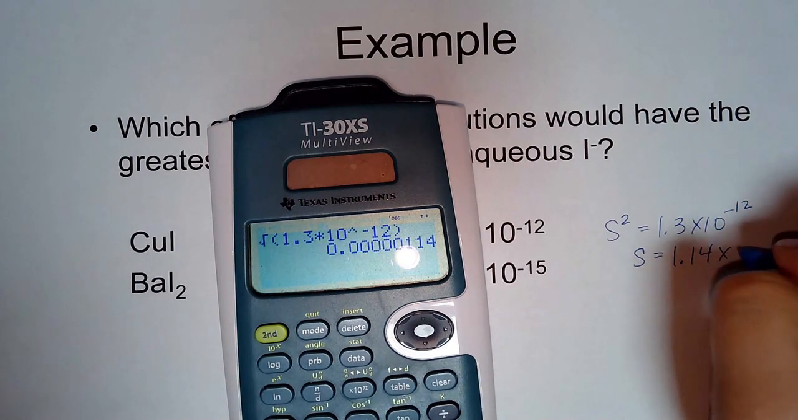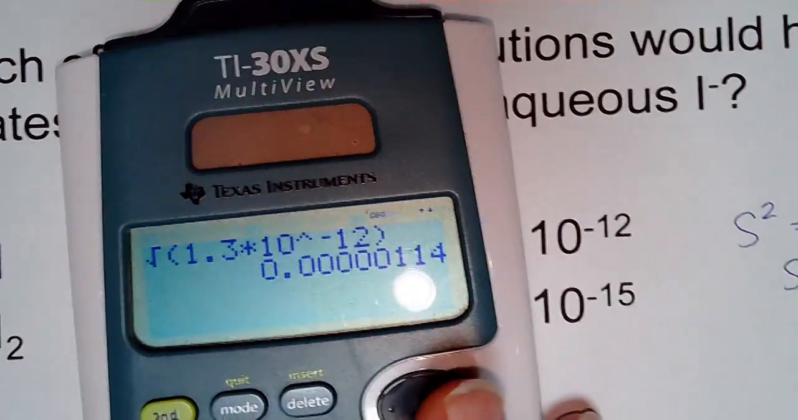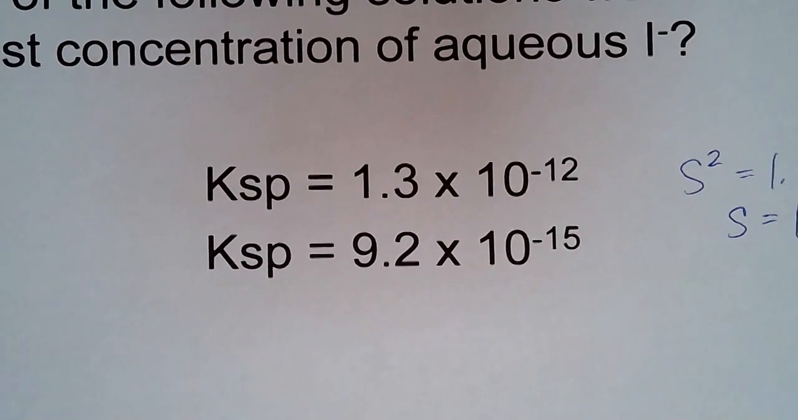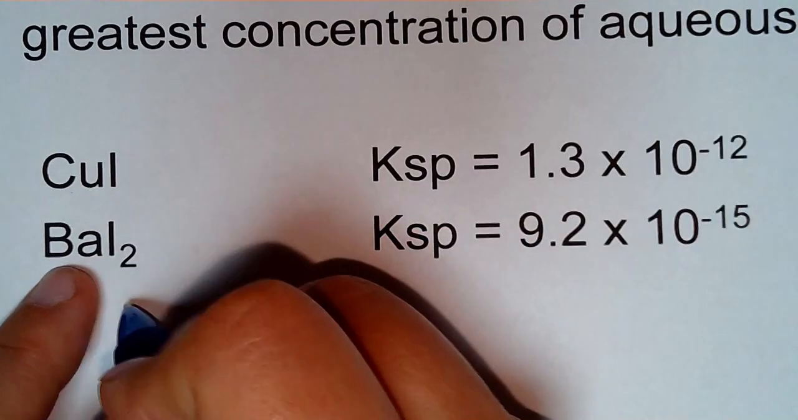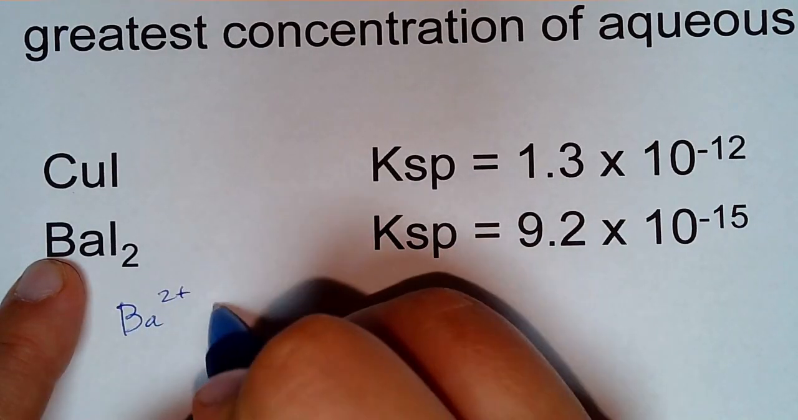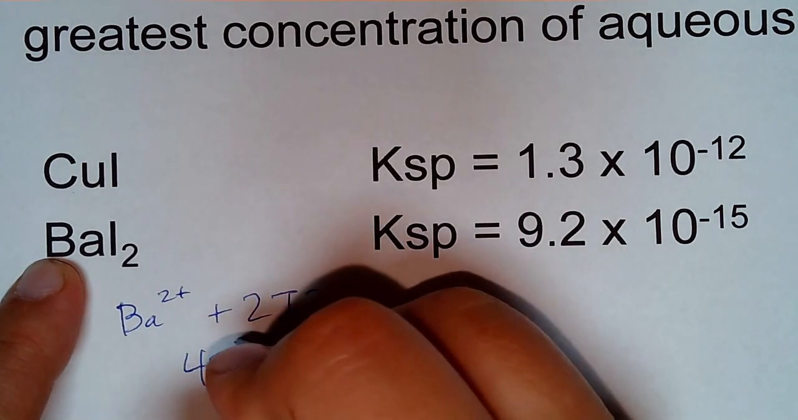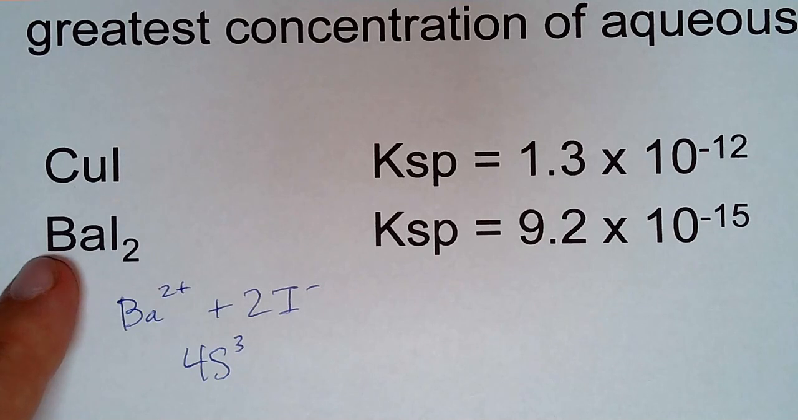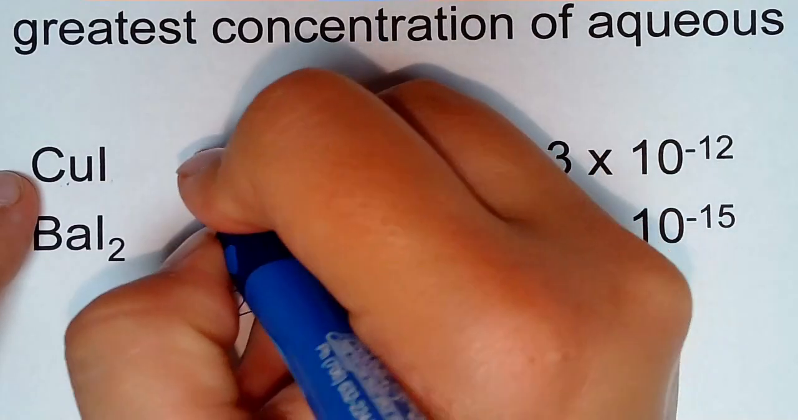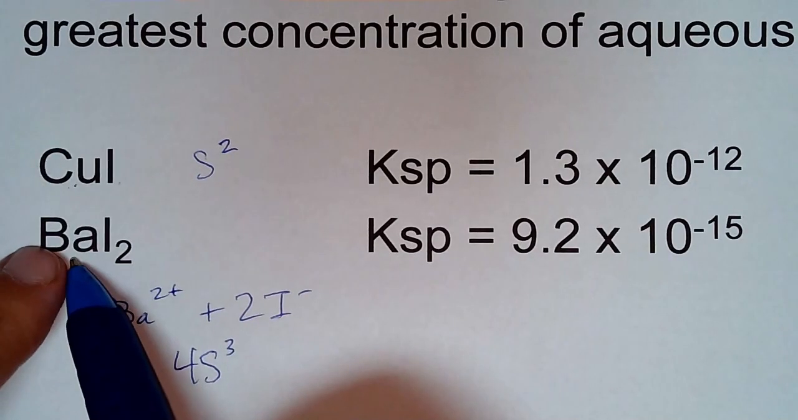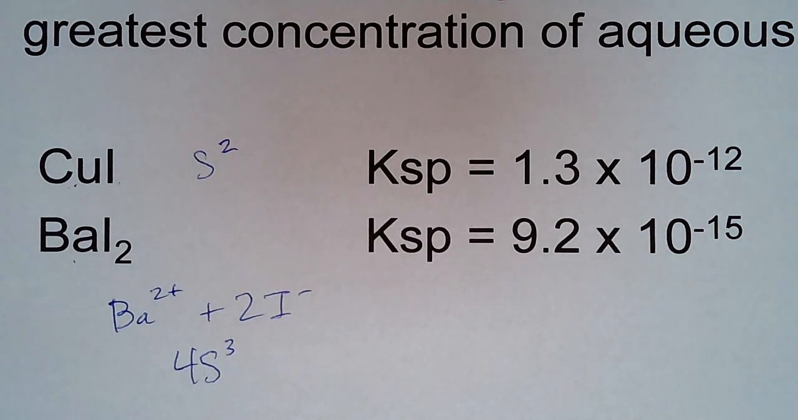And if we look at the second one, we have a breakdown of 1 barium and 2 I minus. So this is going to be a 4s cubed compound. And you'll start seeing these over and over again. If it only has 2 ions, it's an s squared. If it has a 1 to 2, it's going to be a 4s cubed. A 1 to 3, like we saw previously, is a 27s to the 4th. So you can start seeing the same patterns over and over again.